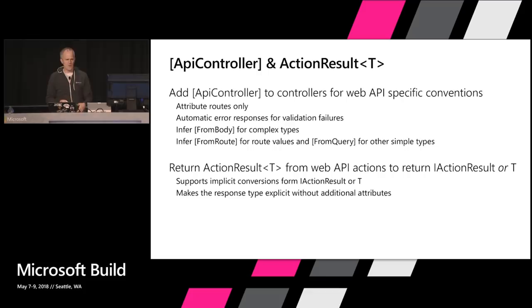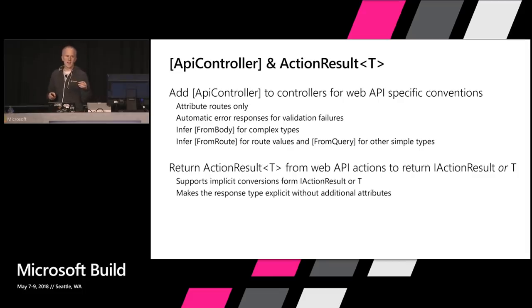So for example, if you have a complex type that you're taking into your web API action method, we'll assume that's coming from the body. If you have a simple type parameter that the name of it happens to match something coming from the route, we'll assume that's coming from the route. So you don't need to mark it. Everything else that's a simple type we will assume is from the query string. We'll also require attribute routing, but we will handle validation errors for you. So you don't have to do that like, if model state isn't valid, then return a 400 bad request or whatever. We'll just take care of that. So you don't have to have that code in your apps. And yeah, that's what it does.